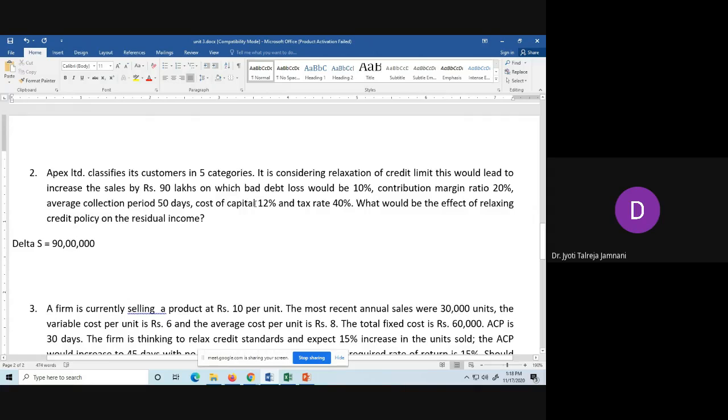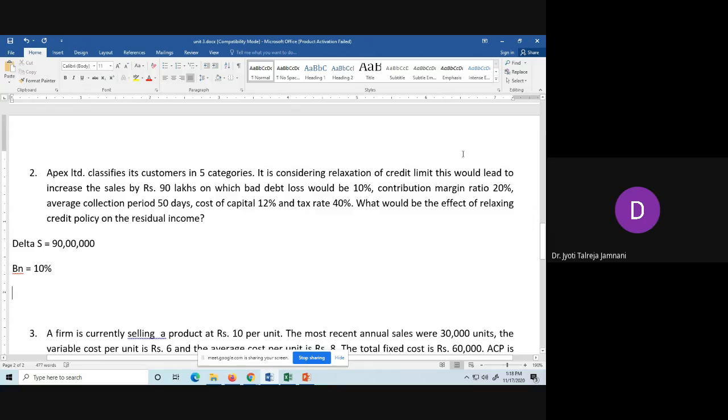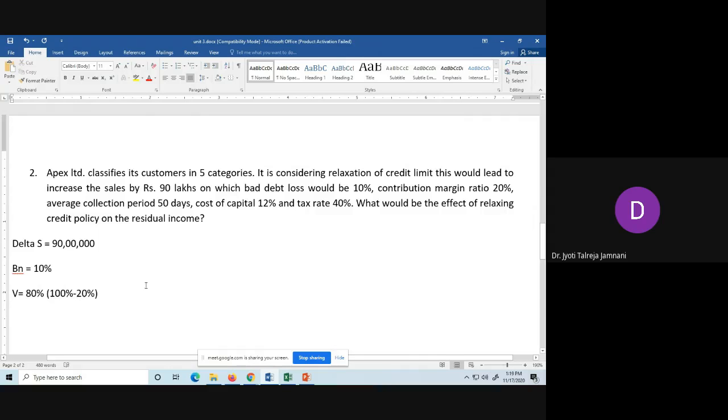Next, on which bad debt loss would be 10%. So BN value is 10%, the bad debt loss. Contribution margin ratio is 20%. Again, see here, they have not given you the value of V, but they have given you the profit value. So how do you find V? 100 minus 20, which is 80%. So 100% we are assuming it to be the sales and 20% is the contribution margin. Okay, so we got the variable cost percentage.